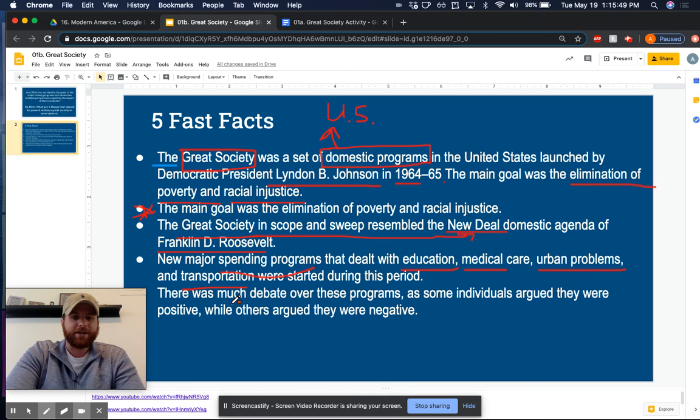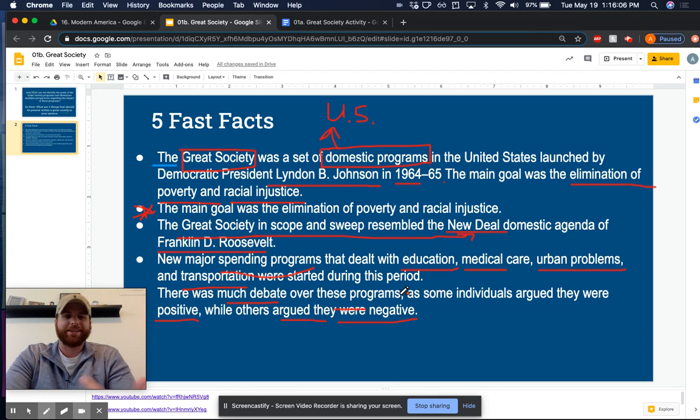Okay, we see that a lot of the debate over these programs centers on people that view it positively. They have a kind of pro view of the Great Society programs, while others argued that they were negative. And a lot of the arguments are very similar to the New Deal.